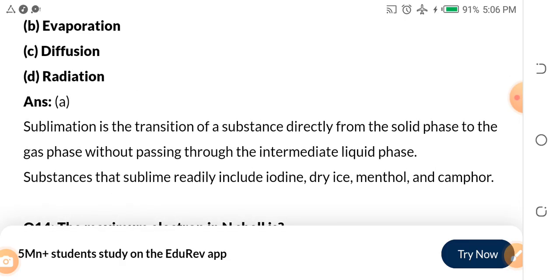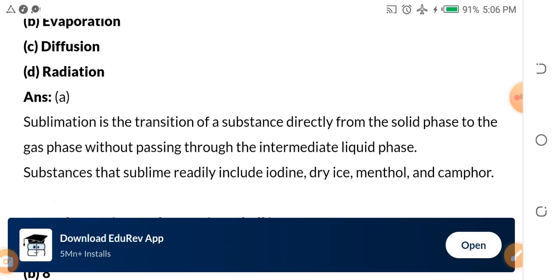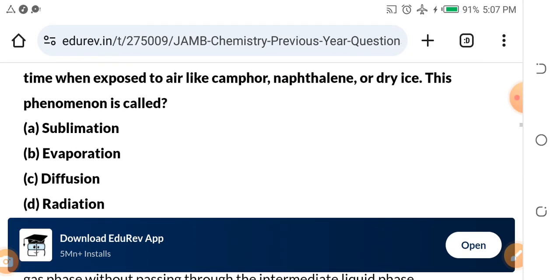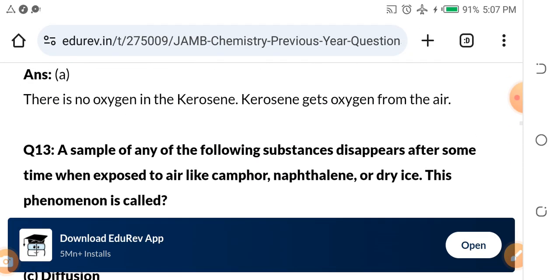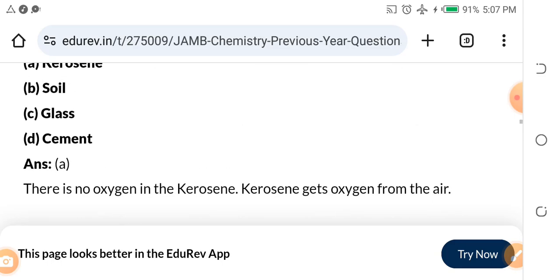Sublimation is the transition of a substance directly from solid phase to the gaseous phase without passing through the intermediate liquid phase. Substances that sublime rapidly include iodine, dry ice, menthol, and camphor. The camphor one is very, very popular. Okay, our mothers and grandmothers used it before the days of perfume. Okay, or do you use camphor?